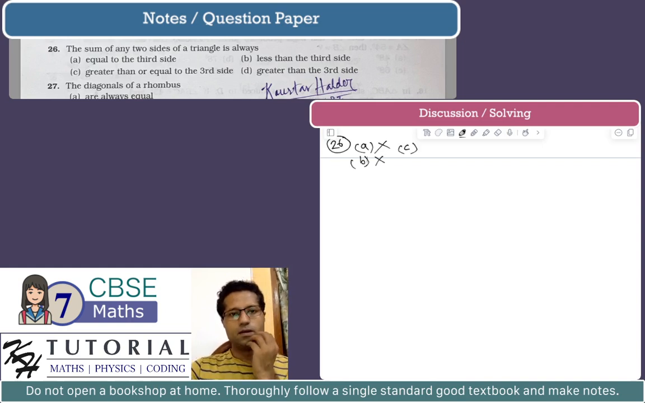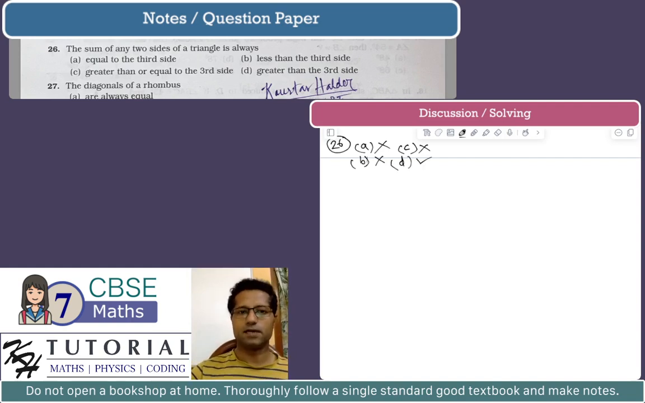C, greater than or equal to the third side. No, we never have an equality relation with the sum of any two sides and the third side. So C is wrong. Definitely D has to be the correct choice, that is, greater than the third side. From the triangle inequality, we know that the sum of any two sides of a triangle is always greater than the third side. Also, there is another inequality, that is, the difference of any two sides is always less than the third side. So the answer is choice D.